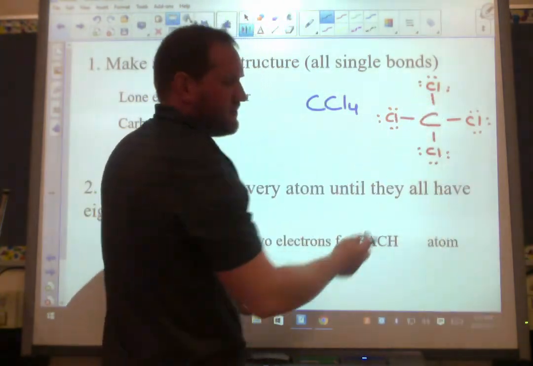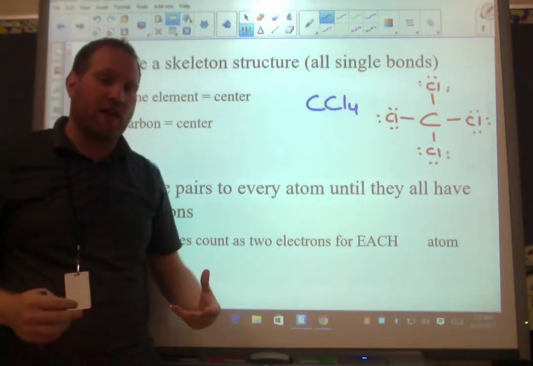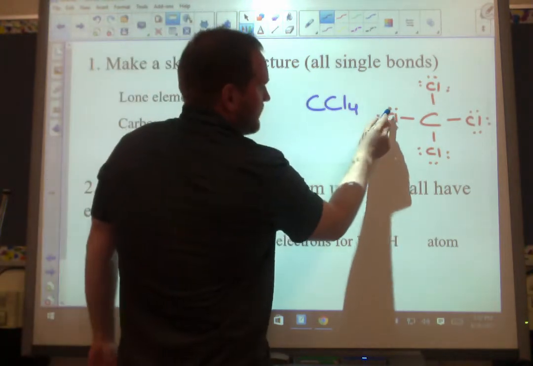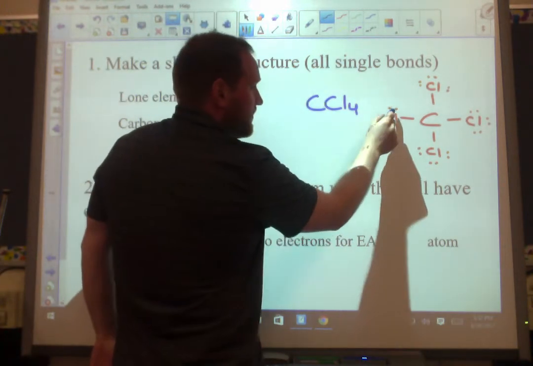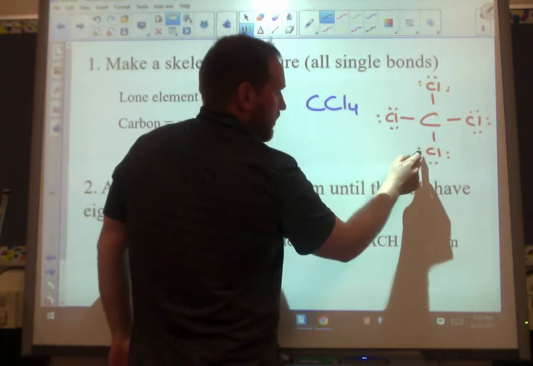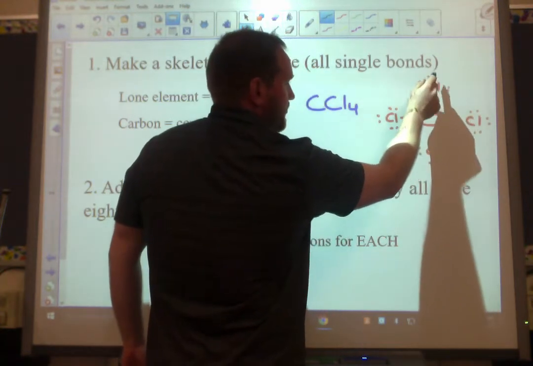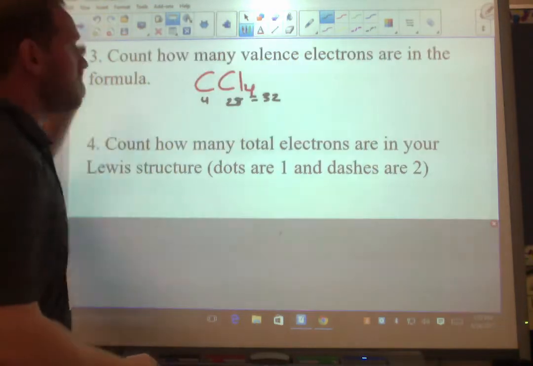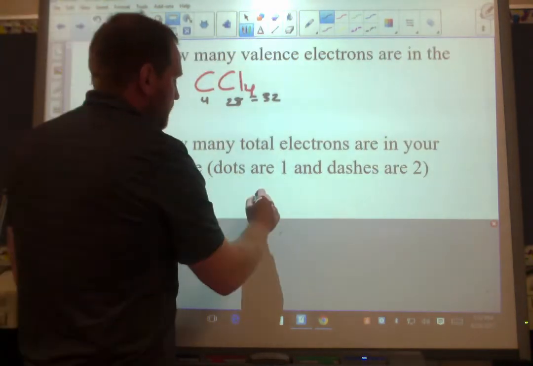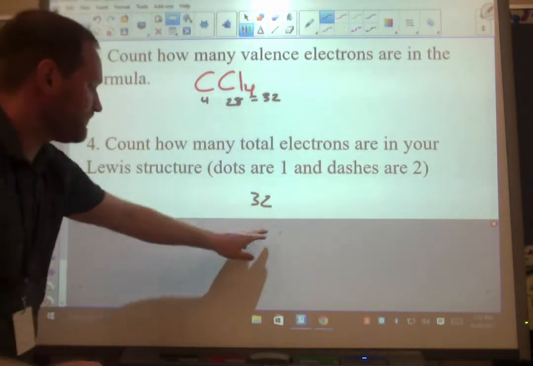The dashed line is a single bond with 2 electrons, so that counts as 2 as well. So starting here, it doesn't matter where you start, but 2, 4, 6, 8, 10, 12, 14, 16, 18, 20, 22, 24, 26, 28, 30, 32. So we had 32 before, we have 32 again.